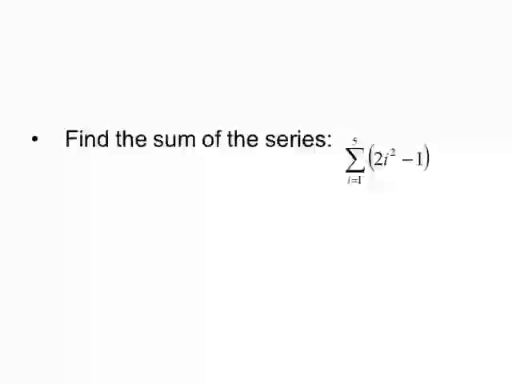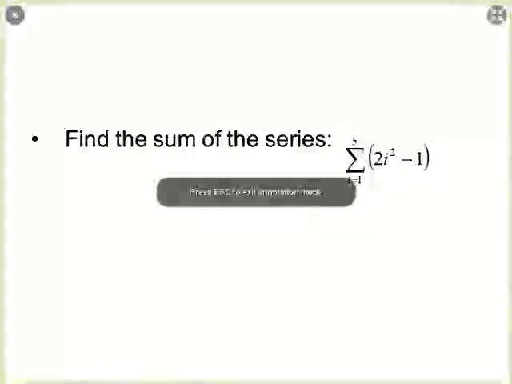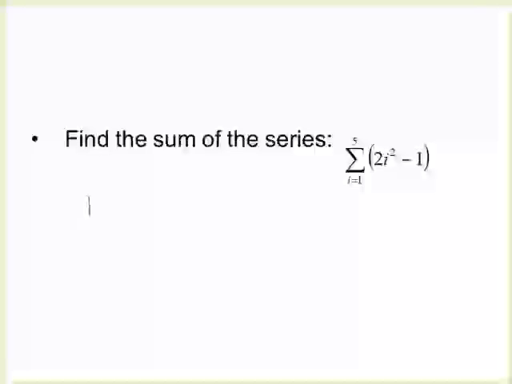And for the final one, I start by plugging in 1 because that's what's on the bottom. So when I plug in 1, I get 1. When I plug in 2, I get 7. When I plug in 3, I get 17. When I plug in 4, I get 31. When I plug in 5, I get 49. And add those up. It gives me a total of 105 for that series. Questions?